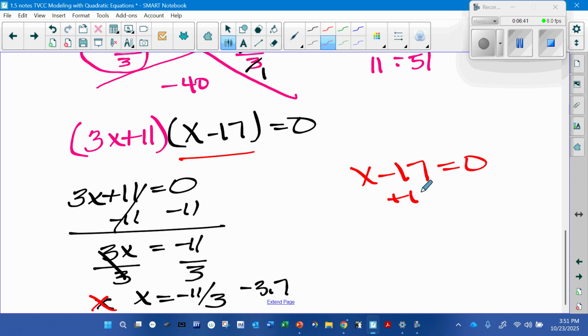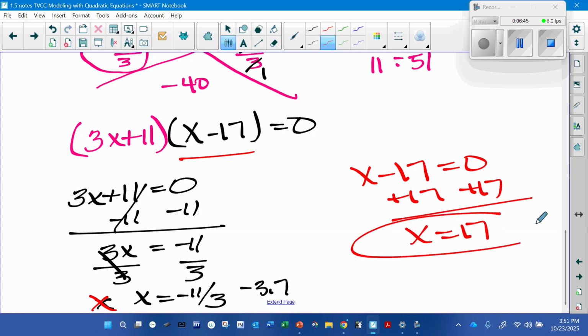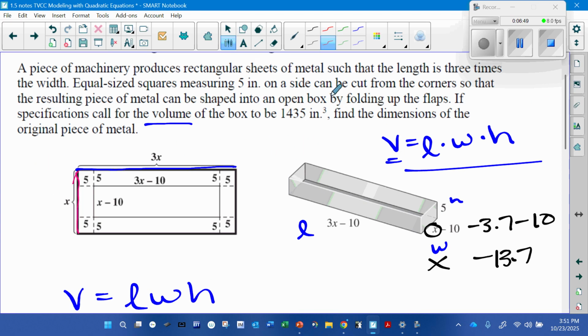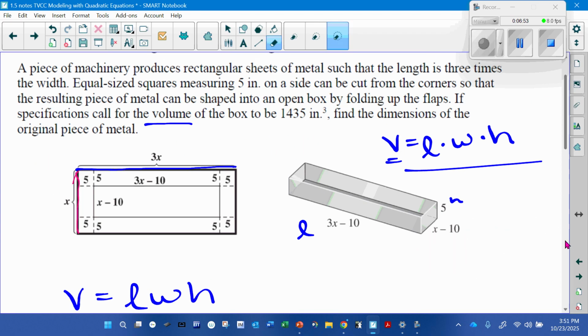And if I add 17 to both sides, I get that x is 17. So now if I go up here and instead of plugging in a negative 3, what if I plugged in 17? 17 minus 10 is 7. So that means this is 7 units long. So this piece that they're producing is 7.